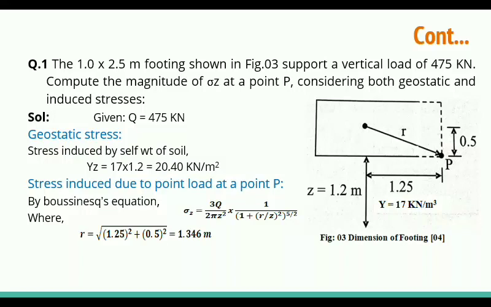Okay, so now we have the value of r and we have the value of z, so we can calculate the value of Kb, or directly we can calculate sigma z. So we got 20.55 kilonewton per meter square.